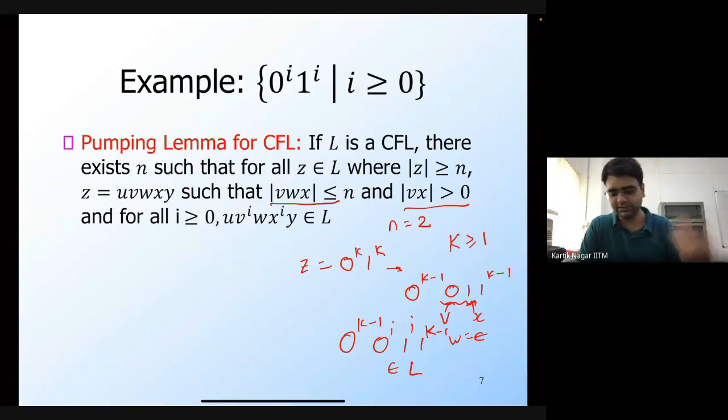Of course, this doesn't mean that the language is a CFL. This is only a necessary condition. It's not a sufficient condition, but this example basically illustrates the difference between the pumping lemma for regular languages and for CFLs. So are there any questions so far? Okay.